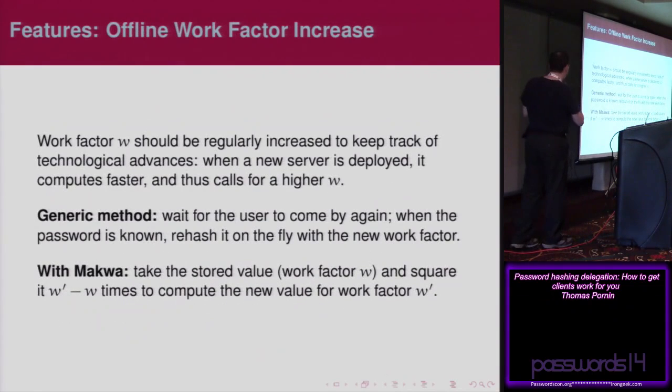A more interesting property is that you can do an offline work factor increase. This was also a requirement of the PhD, or at least a desirable feature, which is that we acknowledge that computers get faster over time, so the work factors must be increased regularly. The generic method for any password hashing function is to wait for the user to come again, because when he next authenticates, you have the password, so you can, at that moment, rehash it with a stronger, higher work factor.